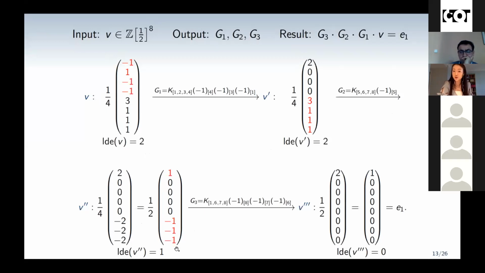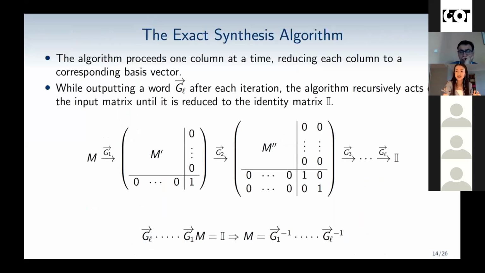By factoring out 2, we reduce the LDE strictly by 1. And by applying the same trick, we get V triple prime, where the LDE of this vector is 0. And that gives us the base case where we know that the vector right now is just a basis vector up to the sign. And this gives us the exact synthesis algorithm.